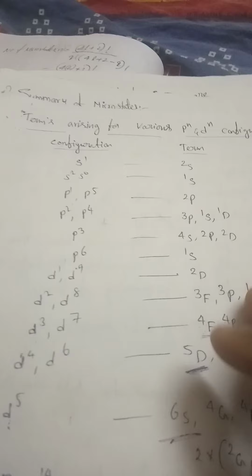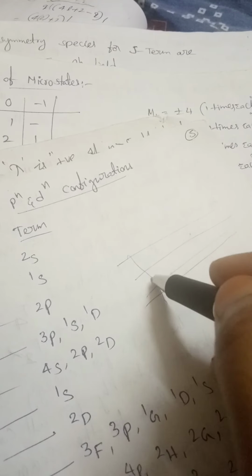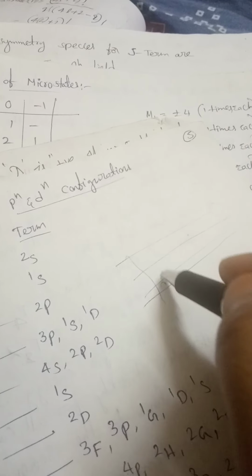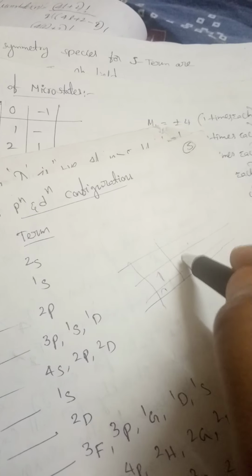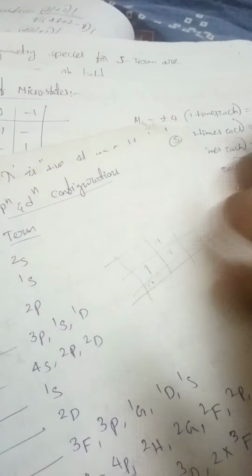So we have different configurations and different terms. These terms are obtained from that. We draw the diagram like this. These electrons are filled like this. For the p1, they have one possibility. For p2, one possibility is like this, one possibility is like this. So based on the different patterns, we get the different states, which are nothing but terms of the particular different configurations.